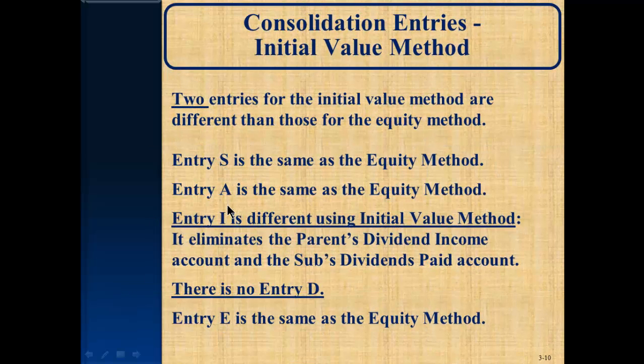Okay, so there's our S, A, I, D, and E, those standard entries that you have to make when you do your consolidated financials. And again, entry S, which is your stock elimination against the investment, is the same under both methods. Entry A is the same because of your allocations of those fair market values. And we can jump down, and entry E, which was your excess expense amortization, is going to be the same. So the only two different things are going to be I and D, which is basically how you are handling the dividend income. And because you handled it differently under the initial value method, you really don't have to do an entry D where you're taking dividends against the investment account.